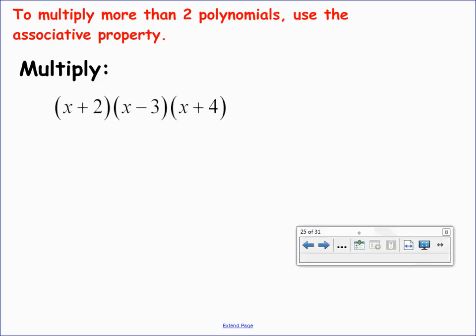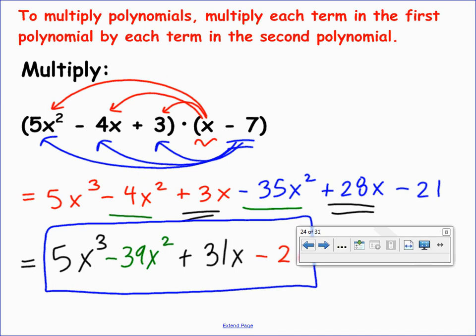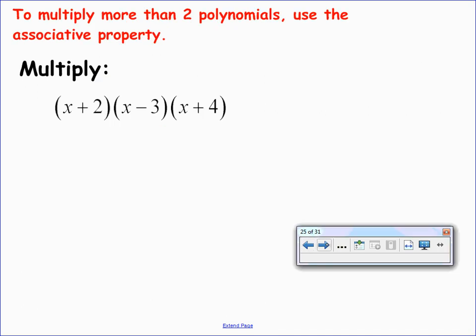When we have 3 binomials in a row multiplied together, oh goodness, what we're going to have to do is use the associative property of multiplication. What I like to do is pick any 2 to multiply together using our previous method, that FOIL or double distribution. And then lastly, we'll take the resulting trinomial and multiply it by that remaining binomial. So which 2 do you want to multiply together? Well, it doesn't matter. We can pick any 2.